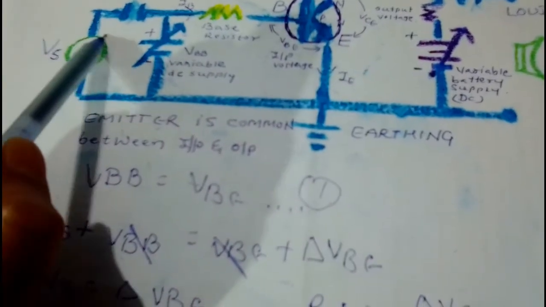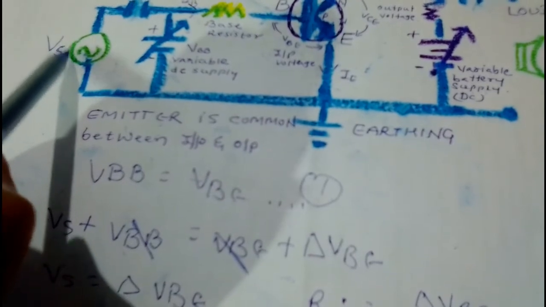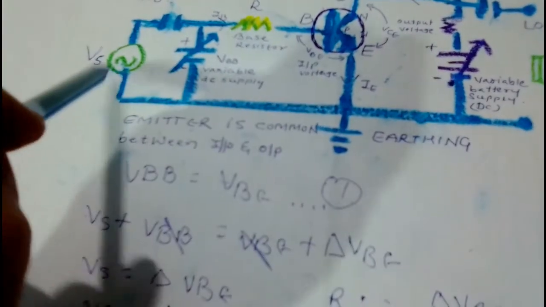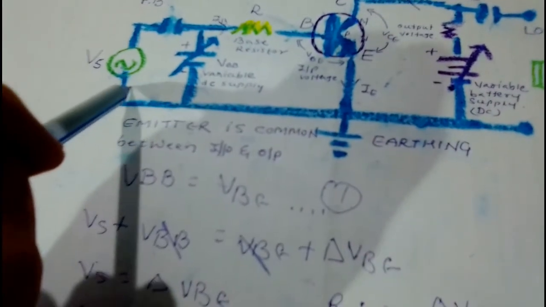Now when there is no input signal, that means this input signal is absent, at that time VBB, the base voltage, is equal to VBE, the voltage drop across base and emitter. The DC voltage given to the base is VBB. That voltage is equal to VBE when there is no input signal. Now what happens when an input signal is given to it?